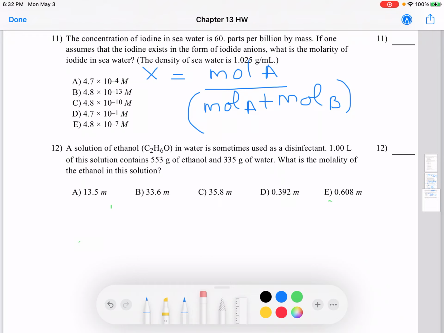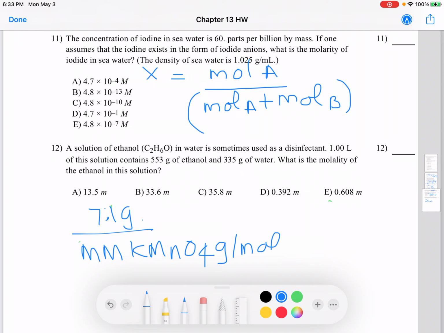You take your 7.1 grams, you divide by the molar mass of potassium permanganate. You can calculate that. Molar mass will be in grams per mole. That will give you moles KMnO4.